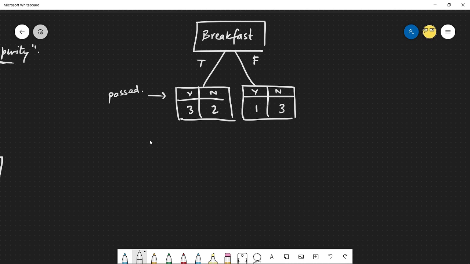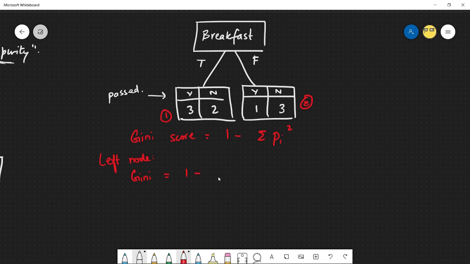So the Gini score, let's do it in red, the Gini score is 1 minus the summation of all probabilities of the passed and not passed values squared. So the way we do it is we're going to first evaluate the Gini score for this left side node, and then the right side, and then we're going to find the average of the two for breakfast. So for the left node, the Gini score again is 1 minus the sum of all probabilities of yes and no passes squared.